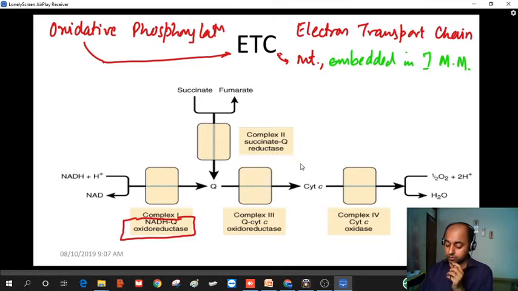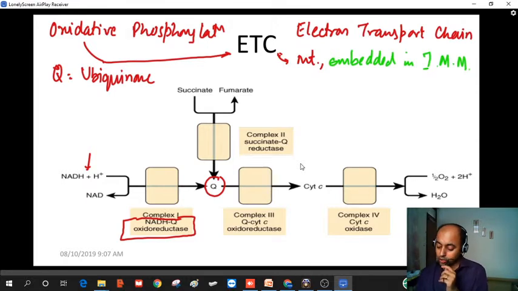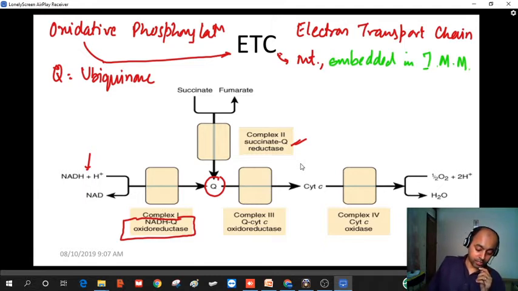Complex 1 takes up NADH, it is oxidized, and it reduces the substance Q. So the name is NADH Q oxidoreductase. The Q is also known as ubiquinone. Similarly, complex 2 gets the reducing equivalent from succinate, where succinate is converted to fumarate and reduces the substance Q. So it is known as succinate Q oxidoreductase.